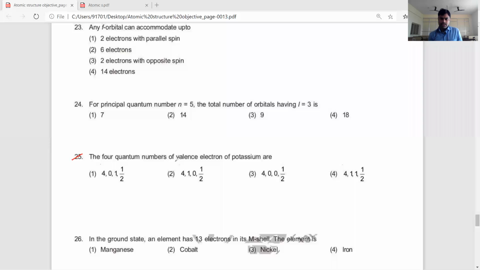The four quantum numbers for valence electrons of potassium are. See, what is the meaning of valence electron? Valence electron means the last electron, or the outermost shell containing electrons, known as valence electrons.